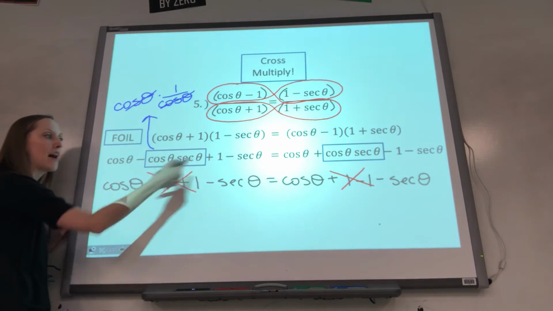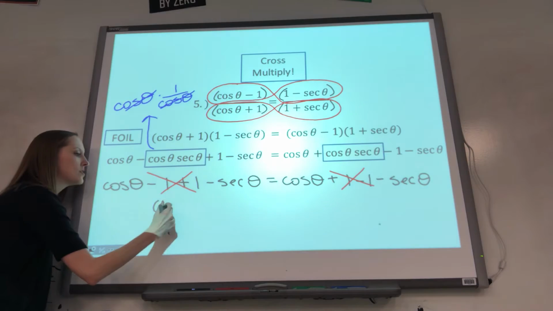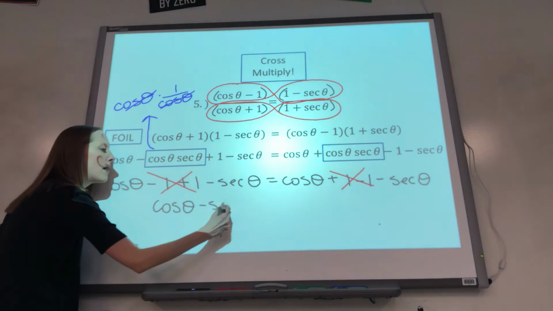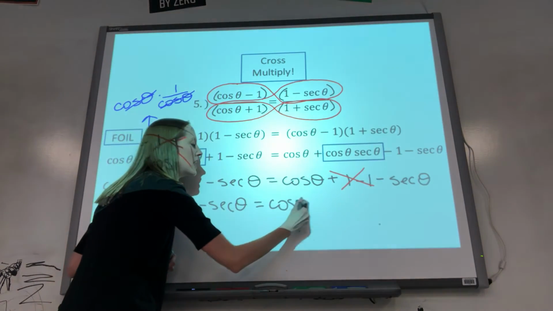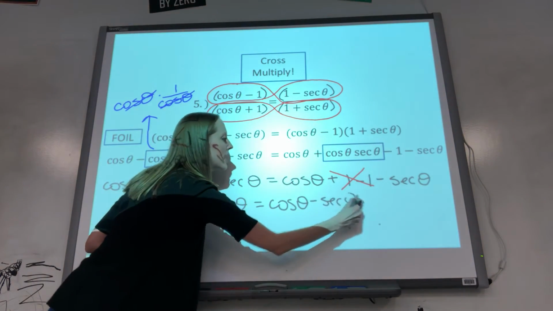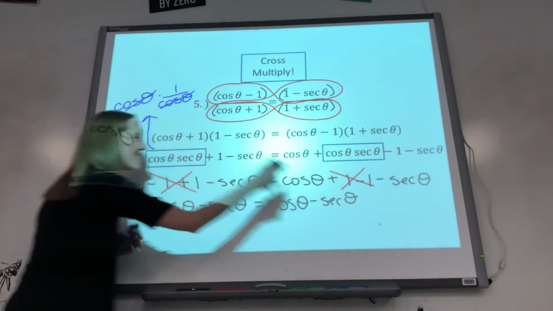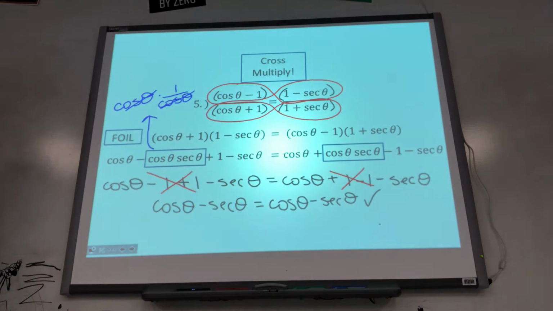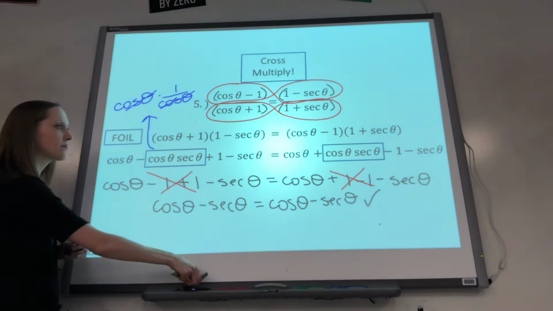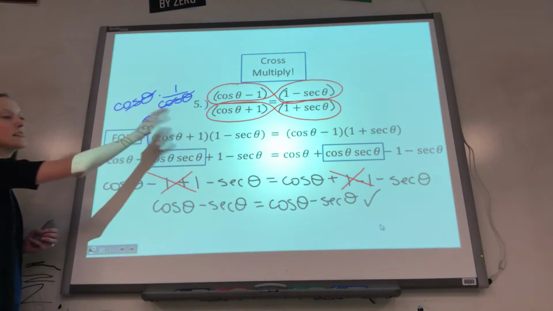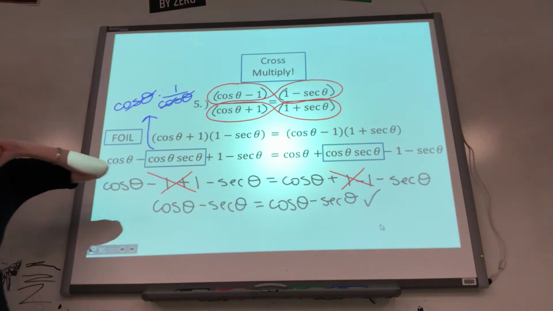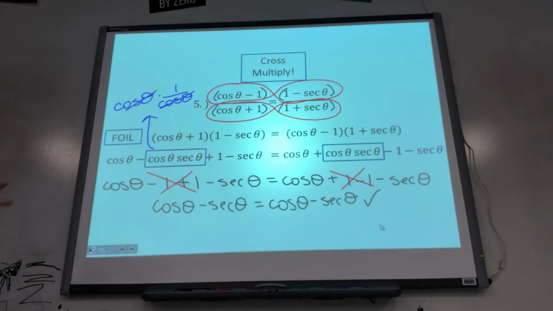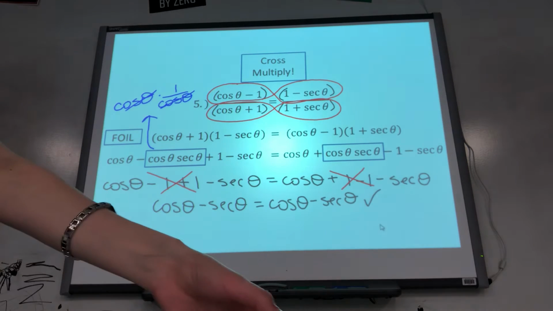And look at what you have on both sides. Cosine of theta minus secant of theta. Same thing over here. Cosine of theta minus secant of theta. That's how I know that I'm done, when I get the same thing on both sides. Okay? Again, this is the only exception to the rule about keeping the right working on the left. Anytime it's a proportion, then that's the way you need to go. I'll leave that up there if you still need it.